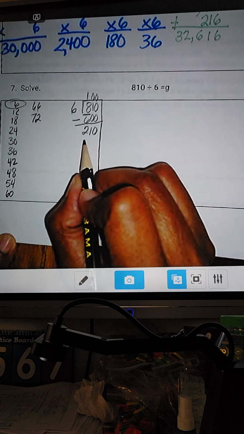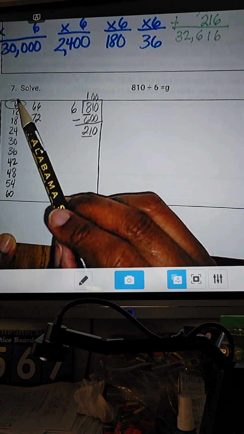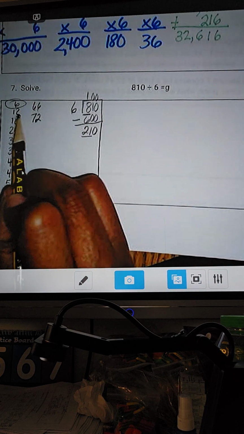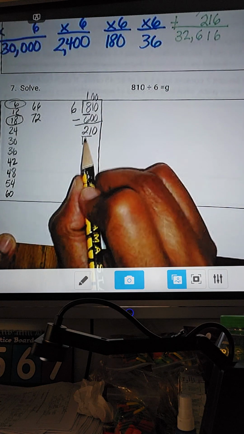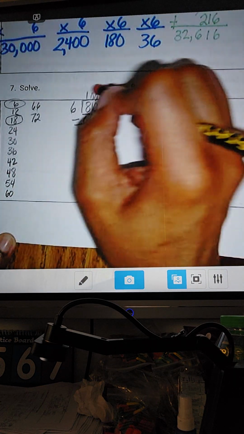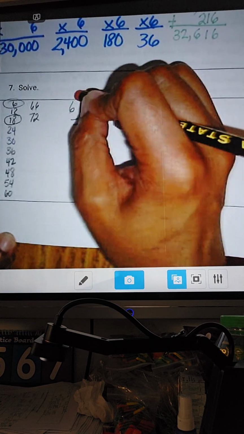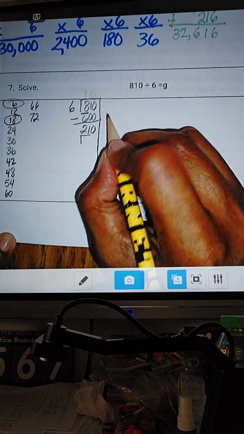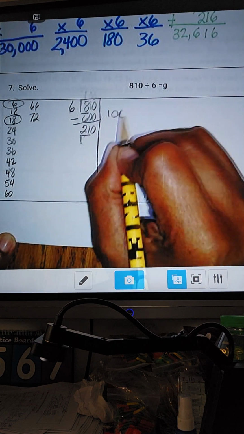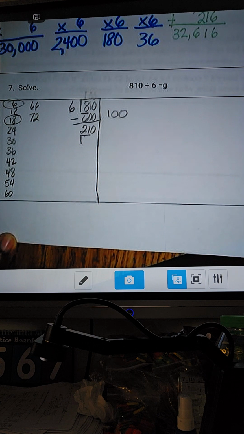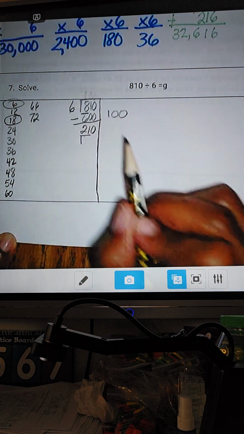Okay, now we are at 21. Look at my list of multiples. 18 is closest to 21. I'm sorry. I keep doing this. I did this earlier today as well. That 100 should be on the side, y'all. My brain is still saying I'm doing the area model. All right, so 100 should be on the side.